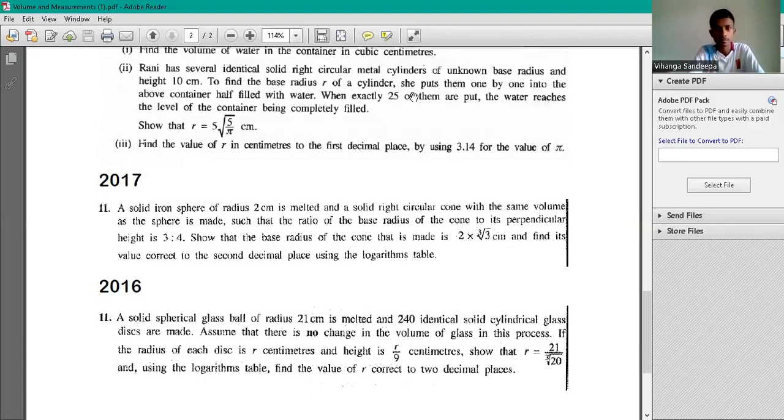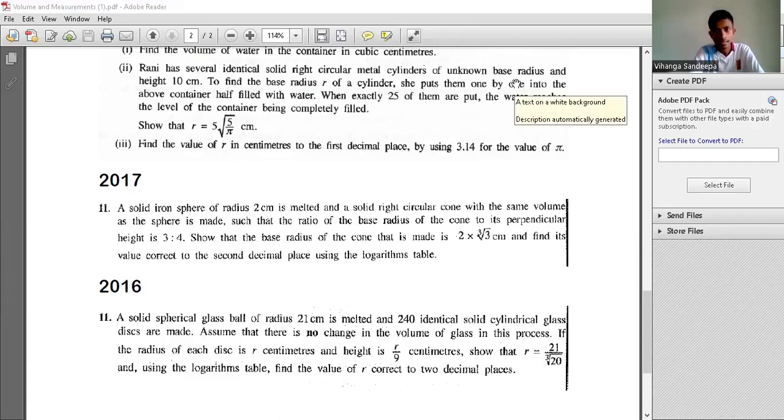2017: a solid iron sphere of radius 2 centimeters is melted and made into a solid circular cone with the same volume as the sphere, such that the ratio of the base radius of the cone to its perpendicular height is 3 to 4. Show that the base radius of the cone that is made is 2 into 1 over third power of 3, and find its value correct to second decimal place.